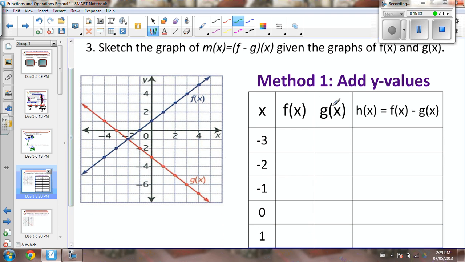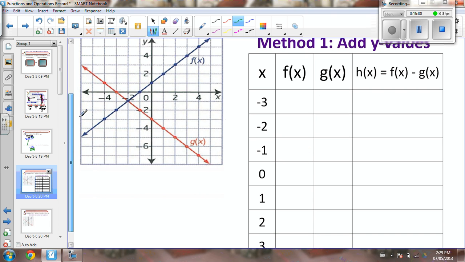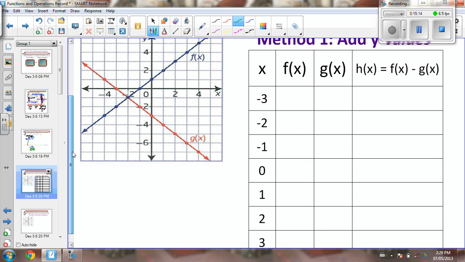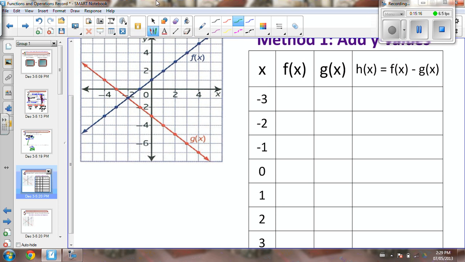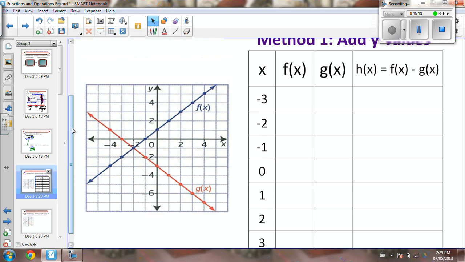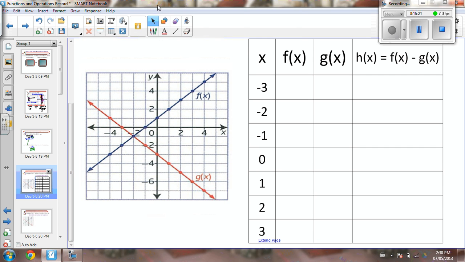So the first way we're going to talk about this is I can add my y values. We briefly talked about this before, but what I need to know is my y values of each of my functions first. So I'm going to evaluate my functions here. f of x is our blue graph, so I'm going to work in blue. When x is negative 3, 1, 2, 3, y is negative 2. So we're going to go through and read all of these off. When x is negative 2, y is negative 1.